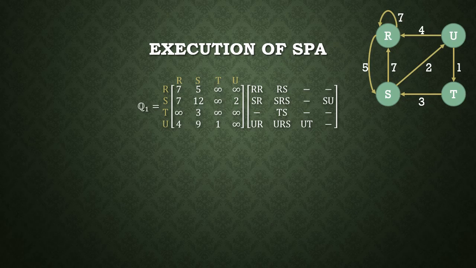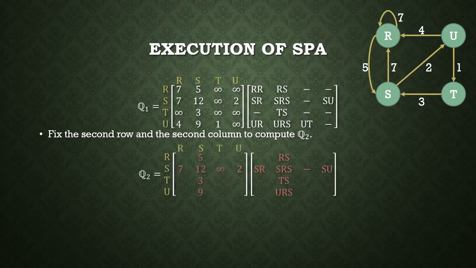Keep Q1 in front of you. Now we are starting another iteration of SPA in which we will create Q2. Fix the second row and the second column to compute Q2. This is what I want you to do. I have taken away all the other entries and highlighted the second row and the second column. Now all other entries will be computed with these values. These values will be the intersection values.